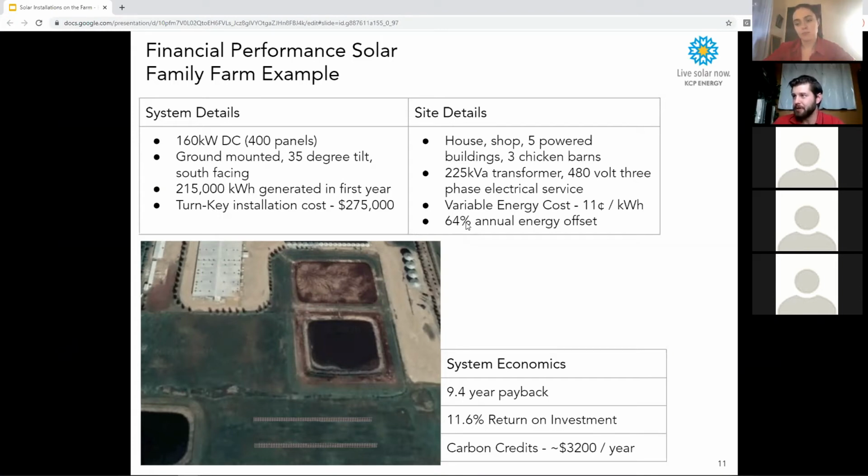$275,000. It offsets about 64% of this site's annual electricity usage, and their variable energy cost was 11 cents per kilowatt hour. A little bit better economics in this situation, only because as the system gets bigger, the cost per panel is reduced. So this is a 9.4-year payback, which is an 11.6% return on investment, and it's eligible for $3,200 in carbon credits per year. So again, not terrible either.